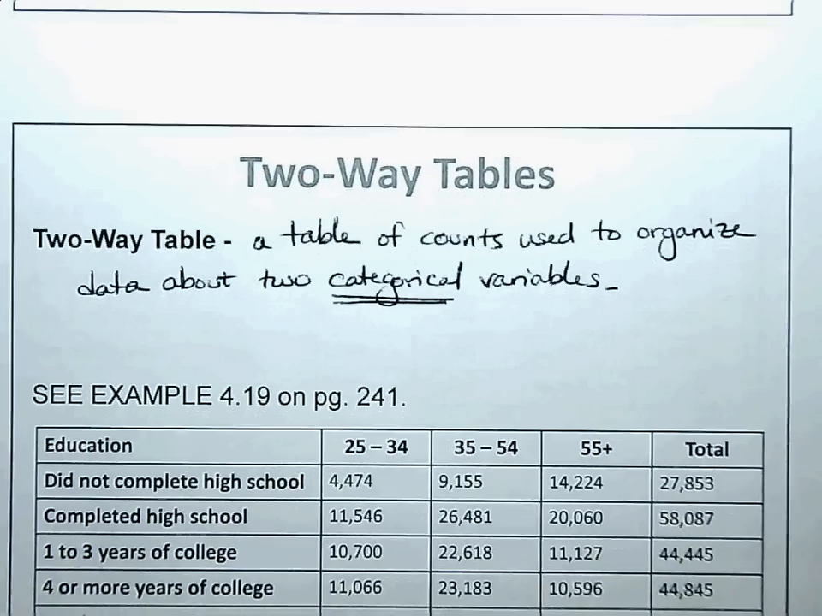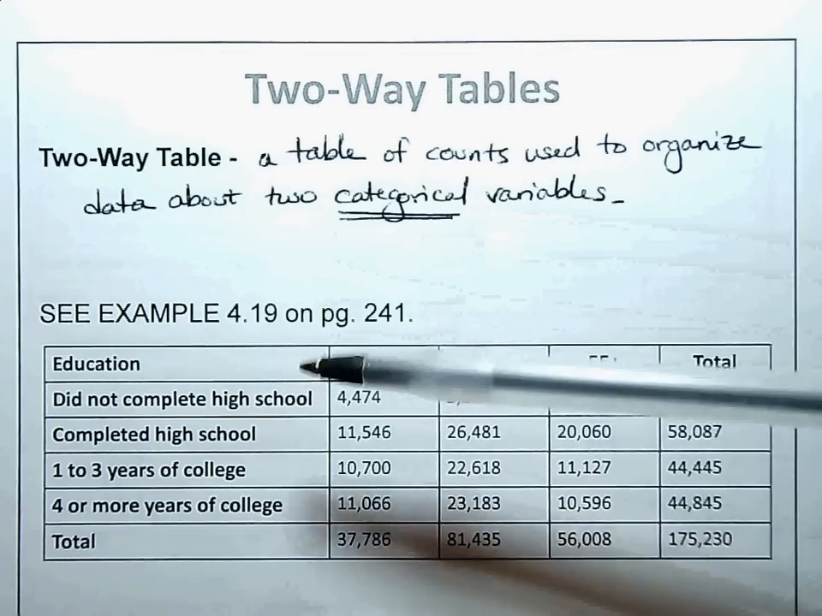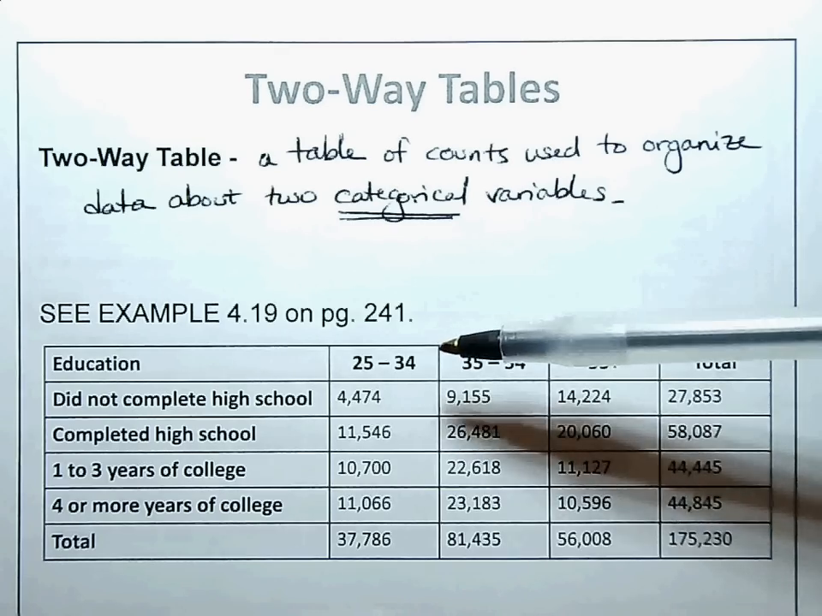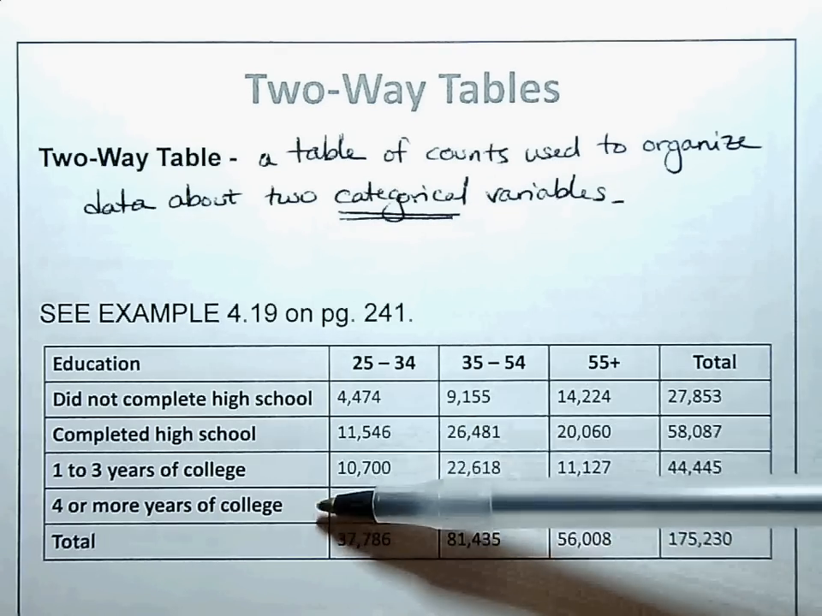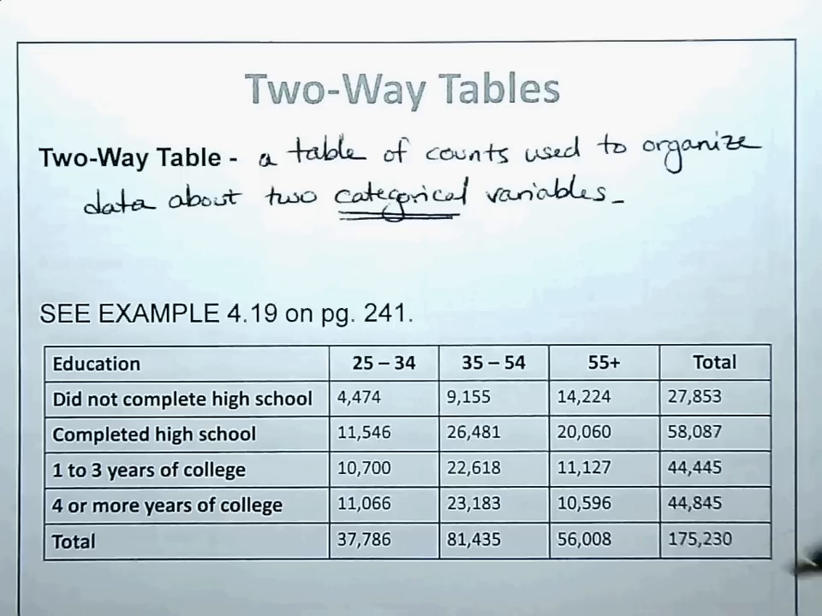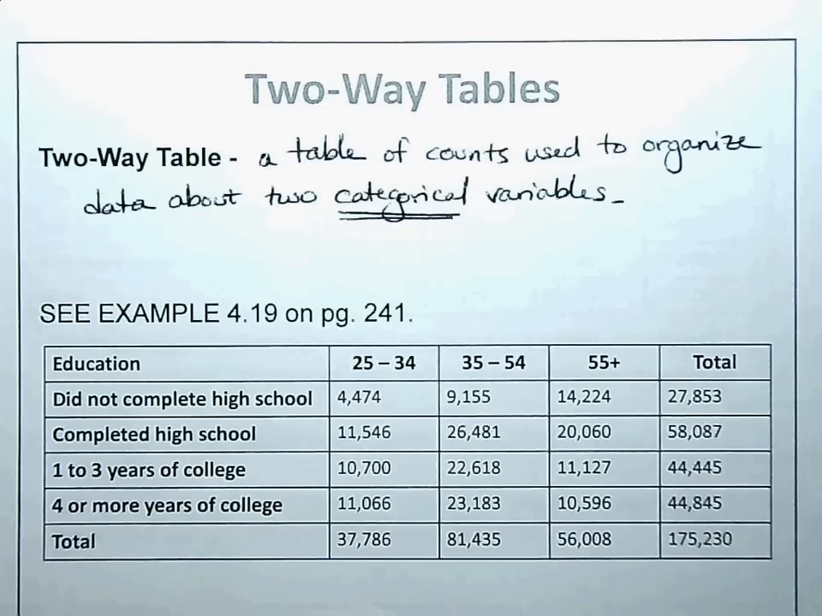One of the ways that we describe the relationship between two categorical variables is with a two-way table. A two-way table is simply a table of counts that's used to organize data about two categorical variables. When we look at a two-way table and summarize it, we're actually looking at two variables that will either be described in the rows, where you can see the row description, or the columns, where you can see the column description. In this case, our row variable is education. It talks about the different categories of education for our population. And our column variable is age, so it talks about the different categories. If you will turn to your book, page 241, and read the background information on 419, it will help you with this example.